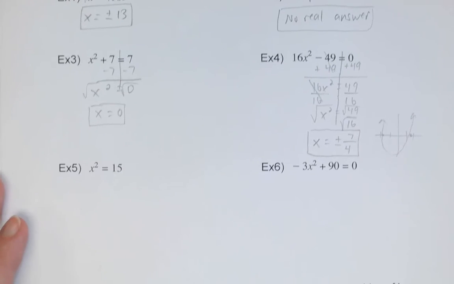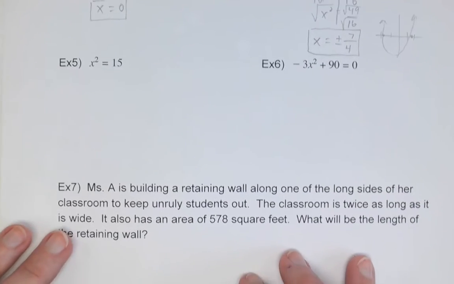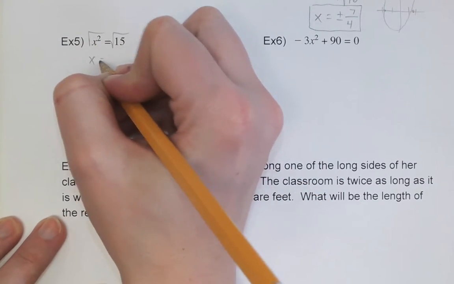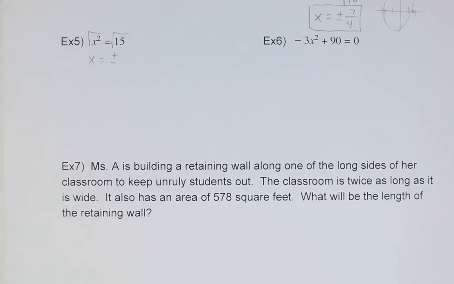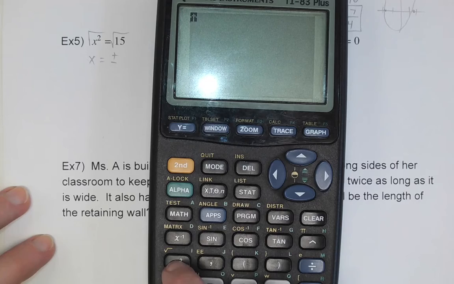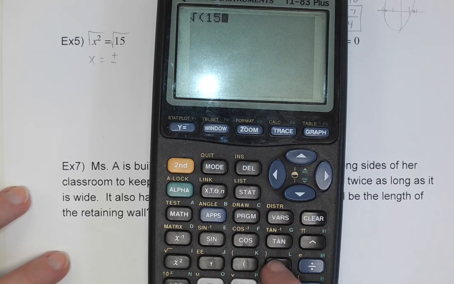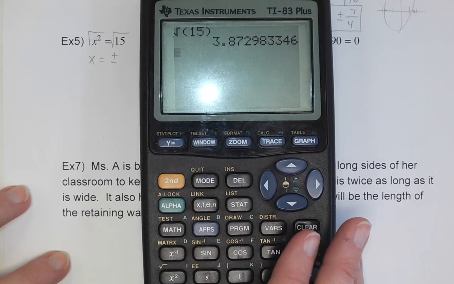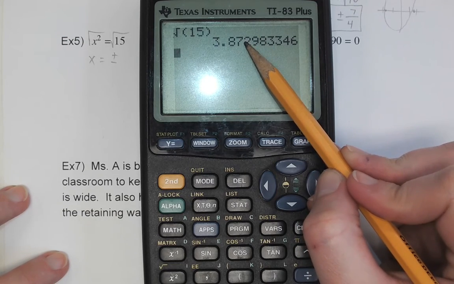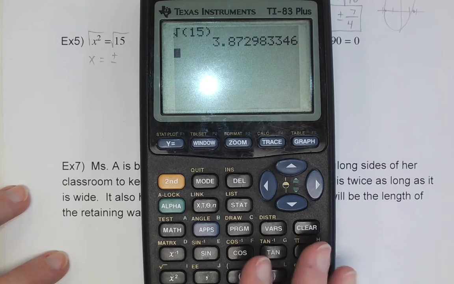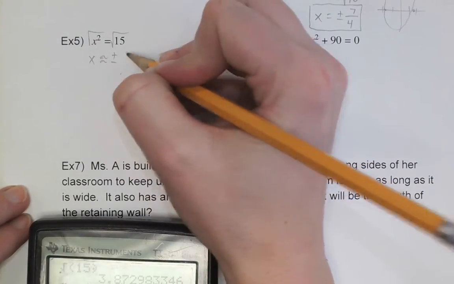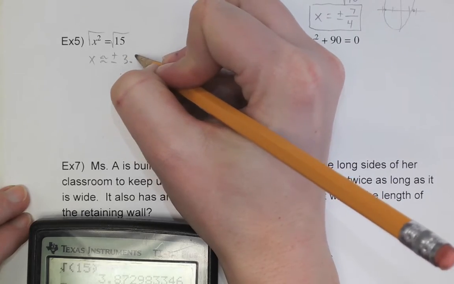Okay, number 5. Take the square root of both sides. 15 is not a perfect square, so if we type that in, second x squared, that gets us the square root of 15. And then we are going to round this to the nearest hundredth. So I have tenths, hundredths, and then I look one place over. 2 does not round a 7 up, so this is going to stay 3.87. And we should have this as approximately 3.87.